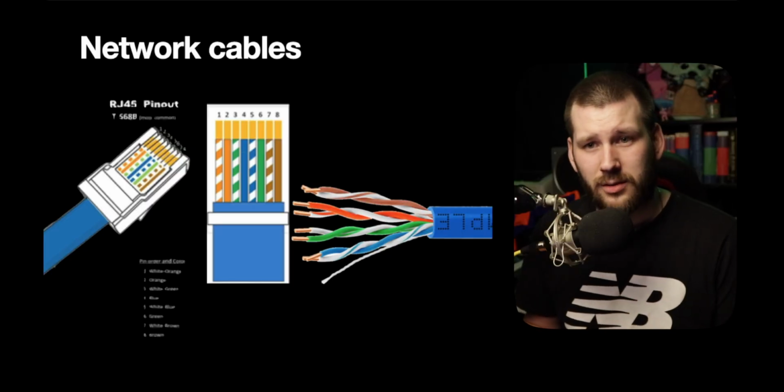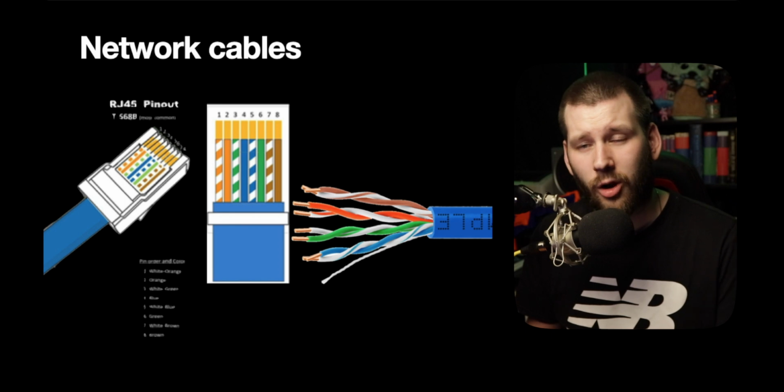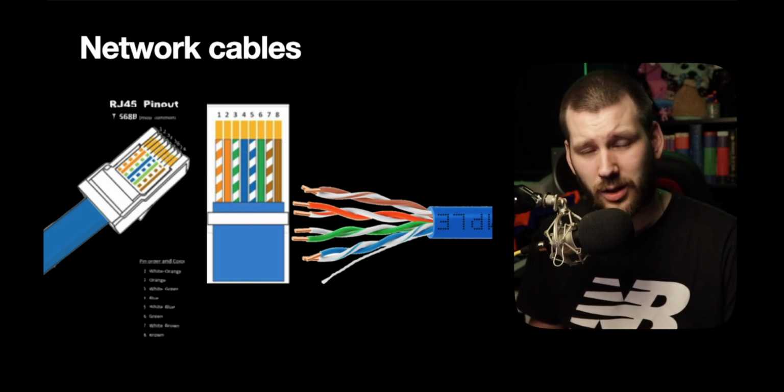Speaking of patch cables, a TP cable, which stands for twisted pair, is the most commonly used cable in local networks. Now, we have UTP, which is unshielded twisted pair, and STP, which, yeah, you guessed it right, is shielded twisted pair.